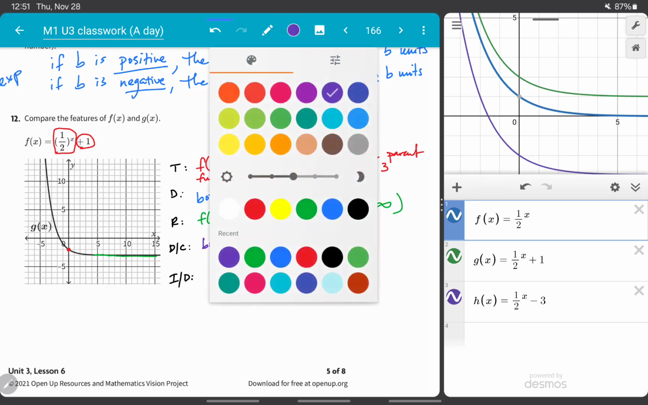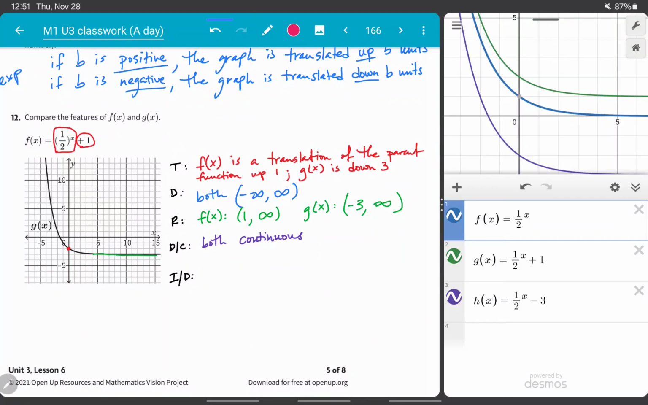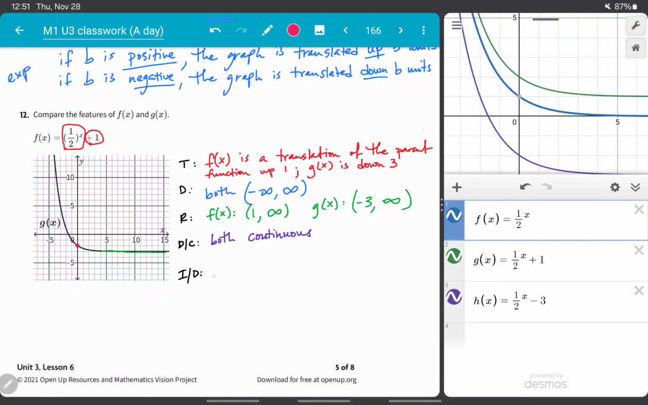And then intervals of increase or decrease. Well, both of these, because we're using (1/2)^x, as x gets bigger, our f of x or our g of x is getting smaller by factors of 1/2. So both of these are going to be decreasing over the entire domain. Both decrease for the entire domain.